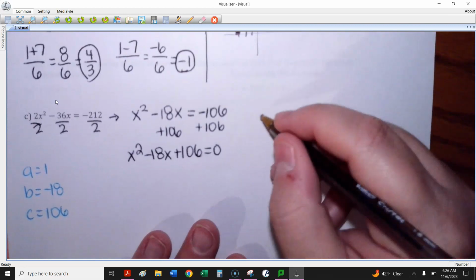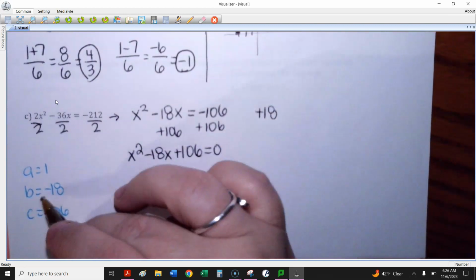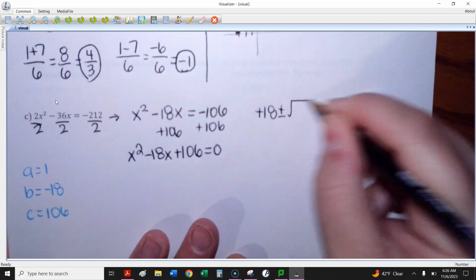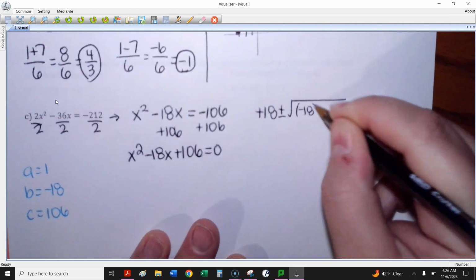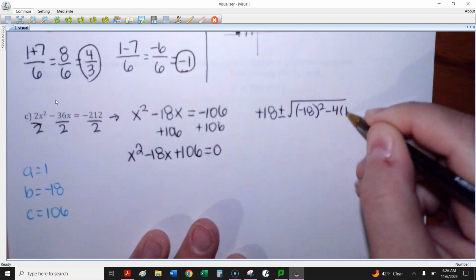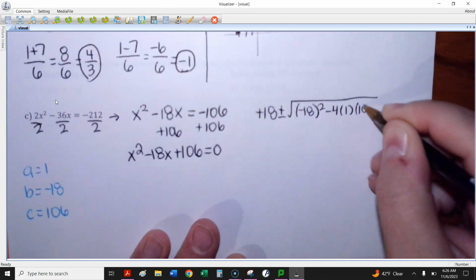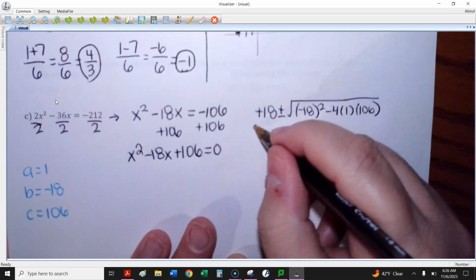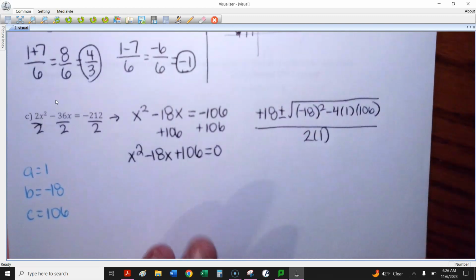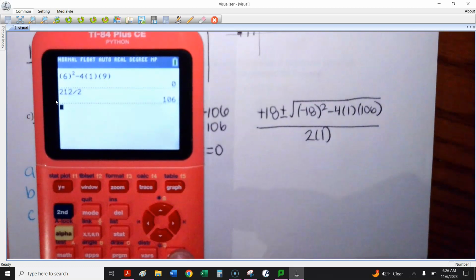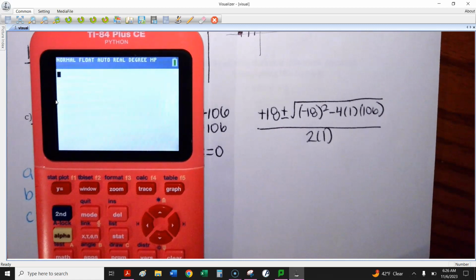All right, let's see. Opposite of B here is going to be, because this was negative 18, positive 18, plus or minus the square root of negative 18 squared, minus 4 times 1 times 106. And then the whole thing over 2a, so 2 times 1. So again, I'm just going to grab my calculator and figure out what we would have under the square root there. So I'm going to do negative 18 squared minus 4 times 1. I really don't need the 1. That's just going to keep that for 106.